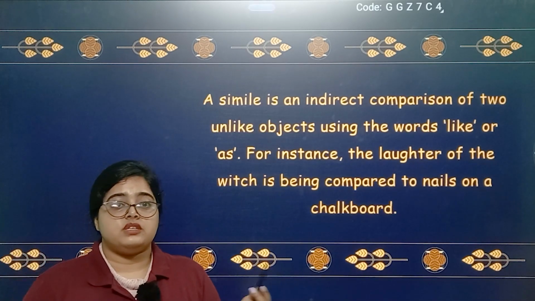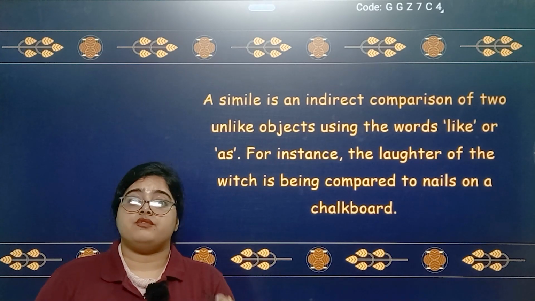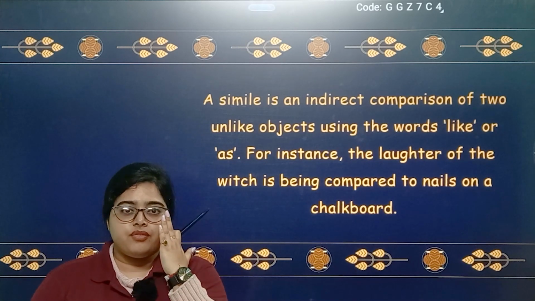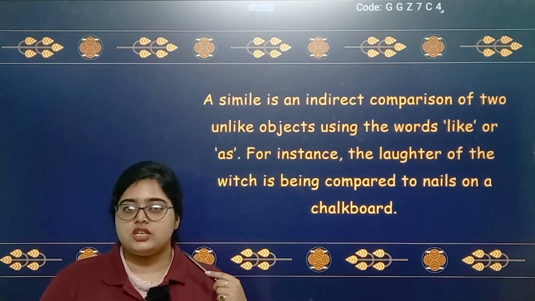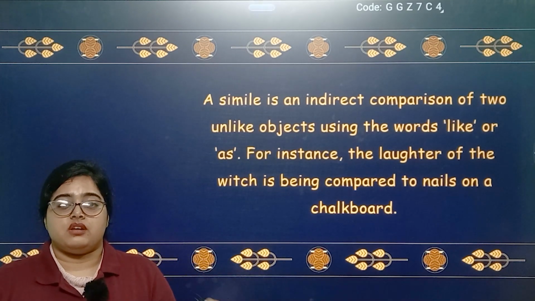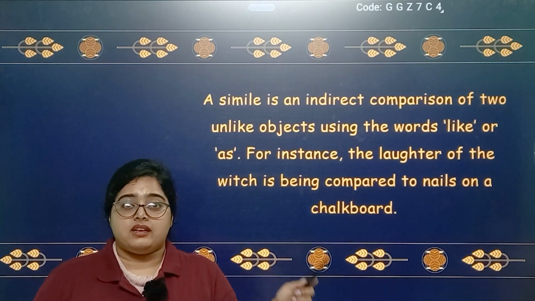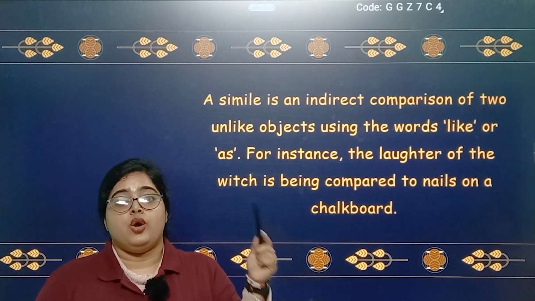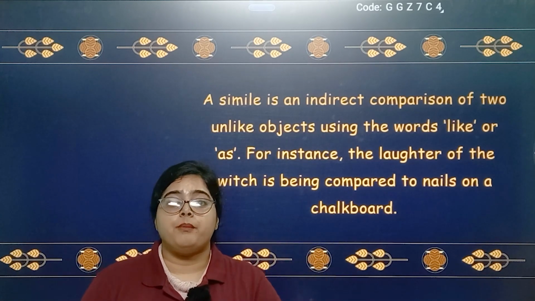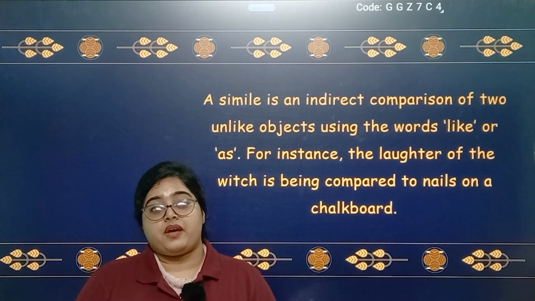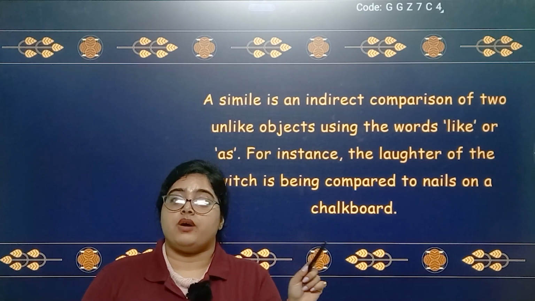What are unlike objects? It means which are not the same. Now, if I say apple and mango, these are two different fruits, right? But they fall in the same category of fruits. Now, if I say your cheeks are as red as a tomato, your cheek is a body part and tomato is a vegetable. You're comparing the property of the redness of a tomato and the redness of your cheek. So two unlike objects, cheek and tomato, are two different objects you are comparing.